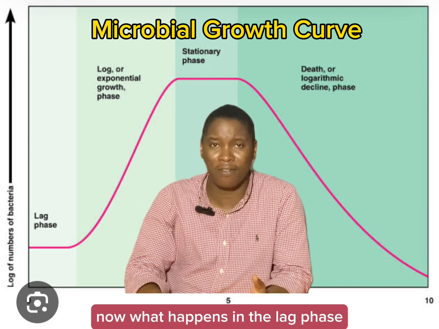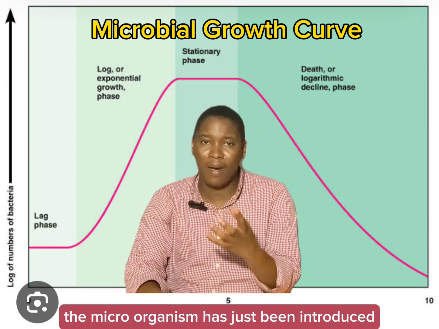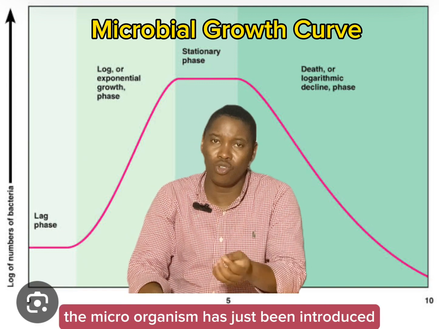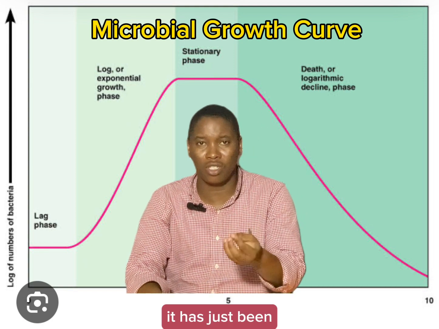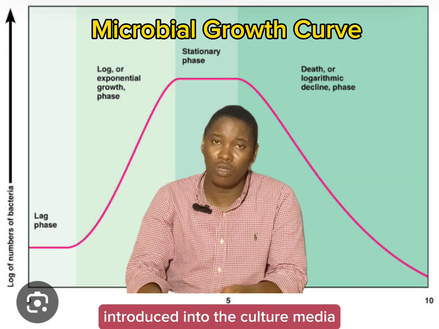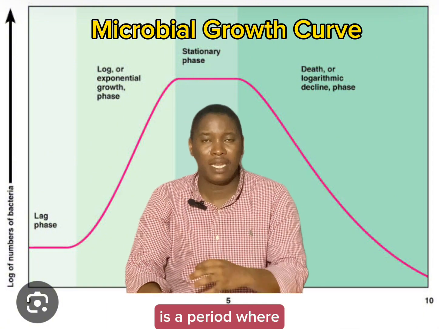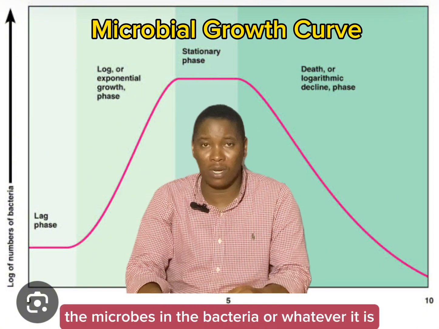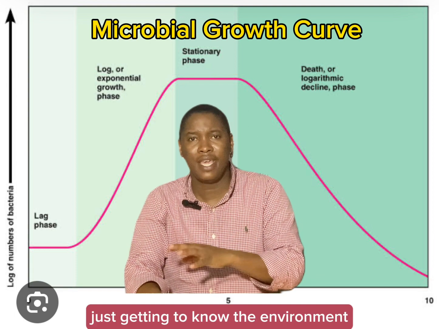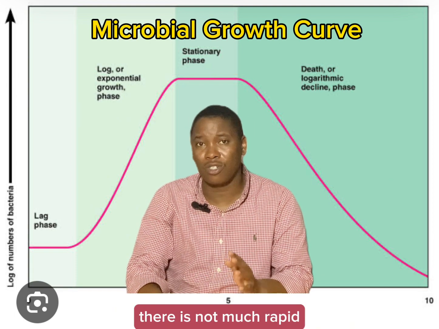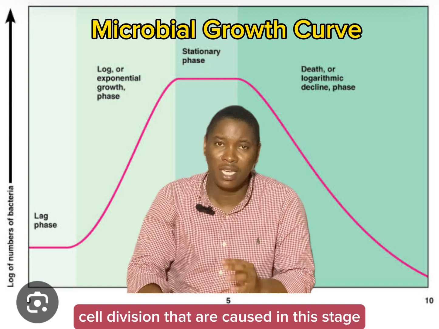Now, what happens in the lag phase? The lag phase is the phase where the microorganism has just been introduced into a new environment. It has just been introduced into the culture media. So it's a period of acclimatization. It's a period where the microorganism, it could be bacteria or whatever it is, is just getting to know the environment. There is not much rapid cell division that occurs in this stage.